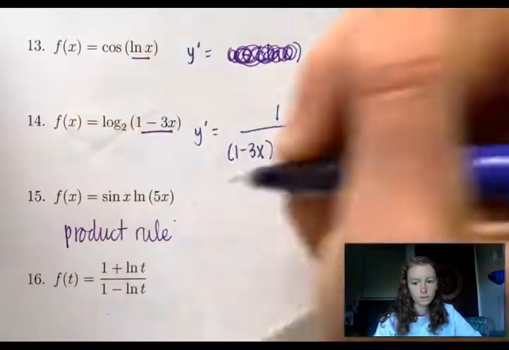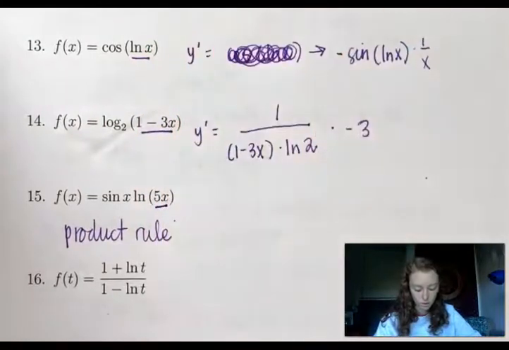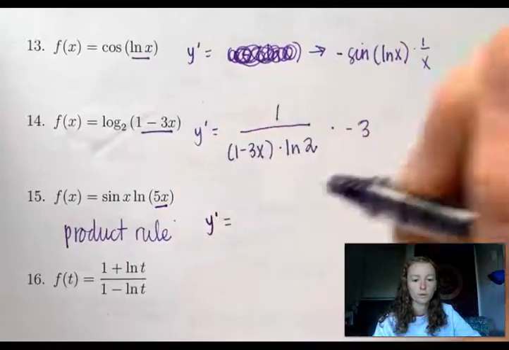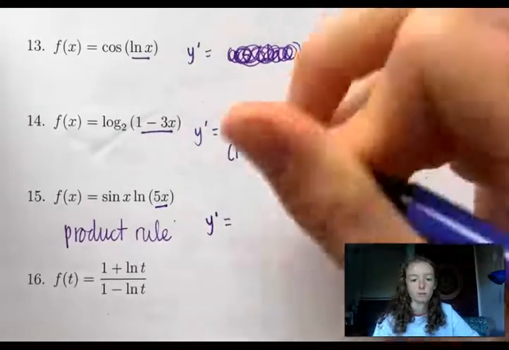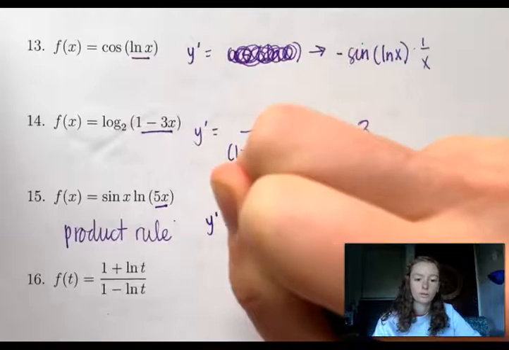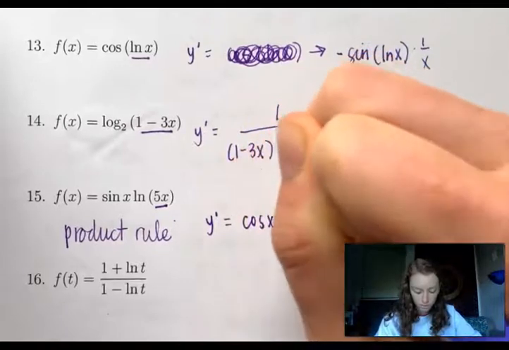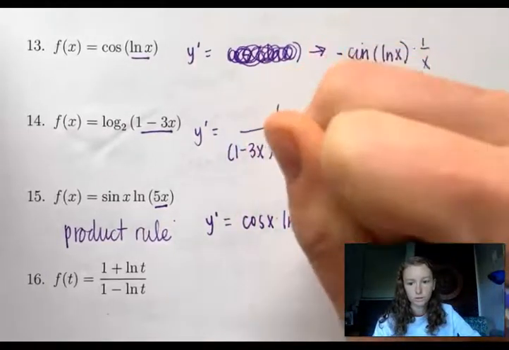Okay, so 15 is the product rule. And you can switch around the product rule whichever way makes it easier. So do the first half of the function or the second half of the function, whatever you want to do. We're just going to do the second half.